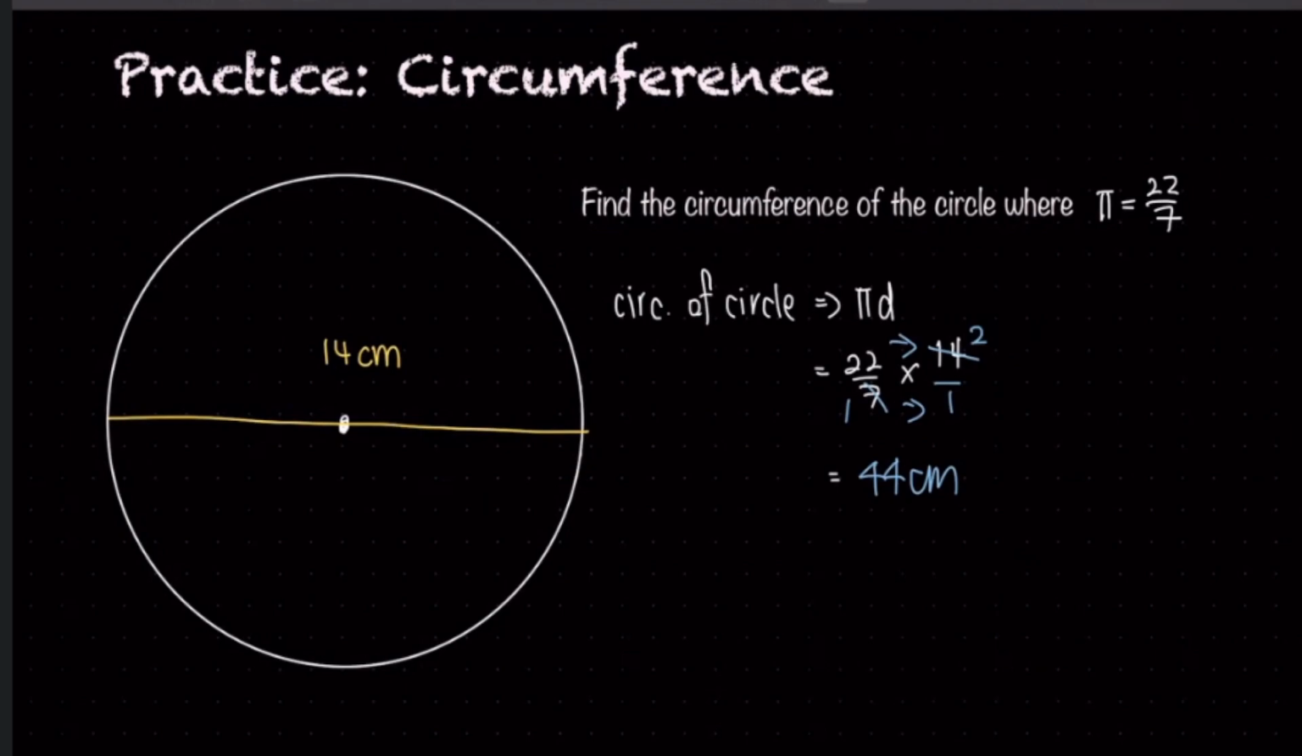Now, notice when we used 22 over 7. They will use 22 over 7 when the diameter or radius is a multiple of 7. That will be much simpler.